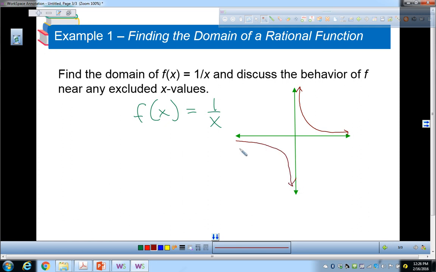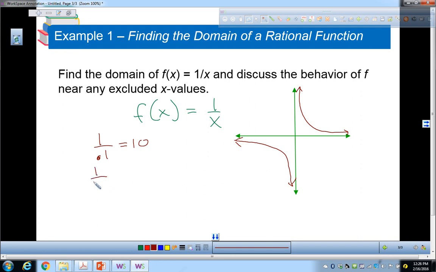The reason it looks like that, and I'm going to show you a table in a minute, is that first of all, x cannot be 0. If I plug in numbers very close to 0 from the right side, what's 1 over 0.1? What do I get out? 10, right? So if I get very close here, I get 10.